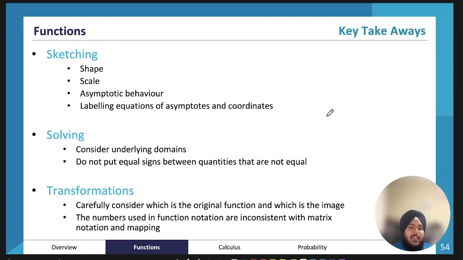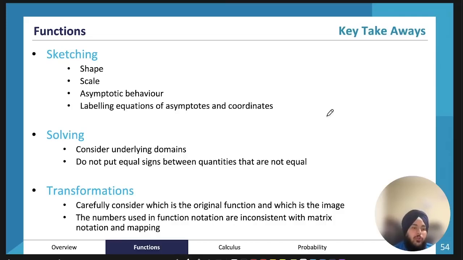Okay, so here are the key takeaways for this block. So really being familiar with sketching graphs, so their shape, their scale, the asymptotic behaviors, how to label equations of asymptotes and coordinates when you're sketching. Really important for exam 1, but as well as exam 2 as well.